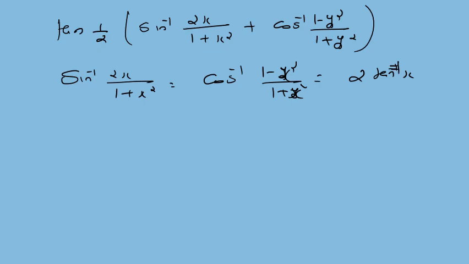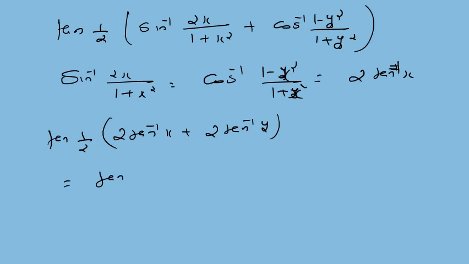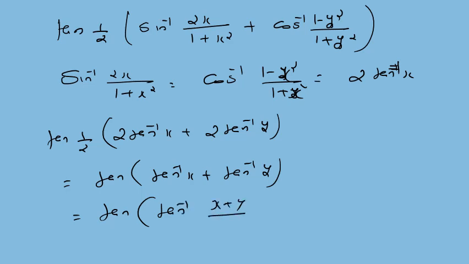So in the same way, here also we can write it as what? Tan 1 by 2 into, this is what? 2 tan inverse x. This is what? 2 tan inverse y. So 2 will cancel. So tan of tan inverse x plus tan inverse y. What is tan inverse x plus tan inverse y? Tan inverse x plus y by 1 minus xy. So the answer is x plus y by 1 minus xy. This is the answer.